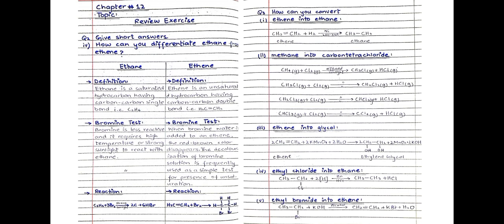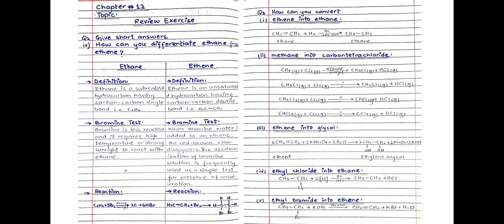As the third point, we should write the reaction. In the case of ethane we must write the halogenation in strong sunlight, and as a result we get C2H5Br and HBr. But in the case of ethene we get 1,2-dibromoethane by the reaction of bromine with ethene. This is question number 2 and its fourth part. So students, we have to write the differentiation this way.